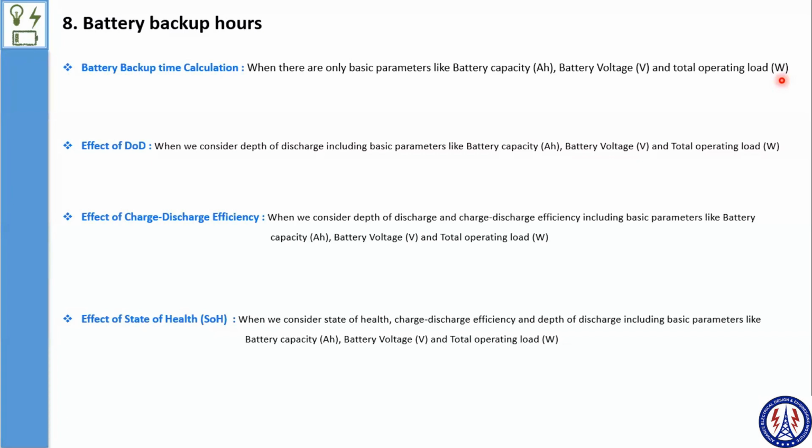I believe we can multiply the capacity by the voltage and then divide by the operating load. Correct. You need to multiply voltage and battery capacity so that you will get your energy, right? VAH is nothing but your energy, divided by your total load, and it will give the time, right? So it's VAH divided by W.